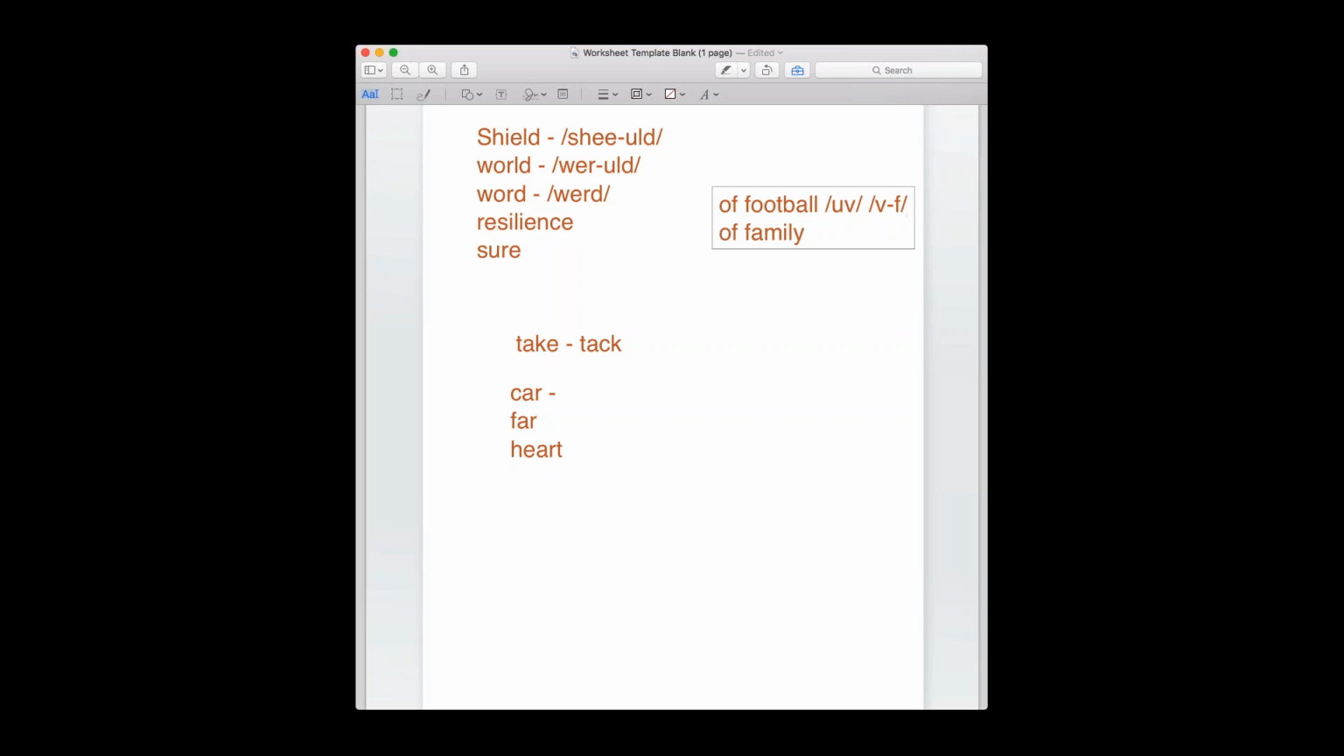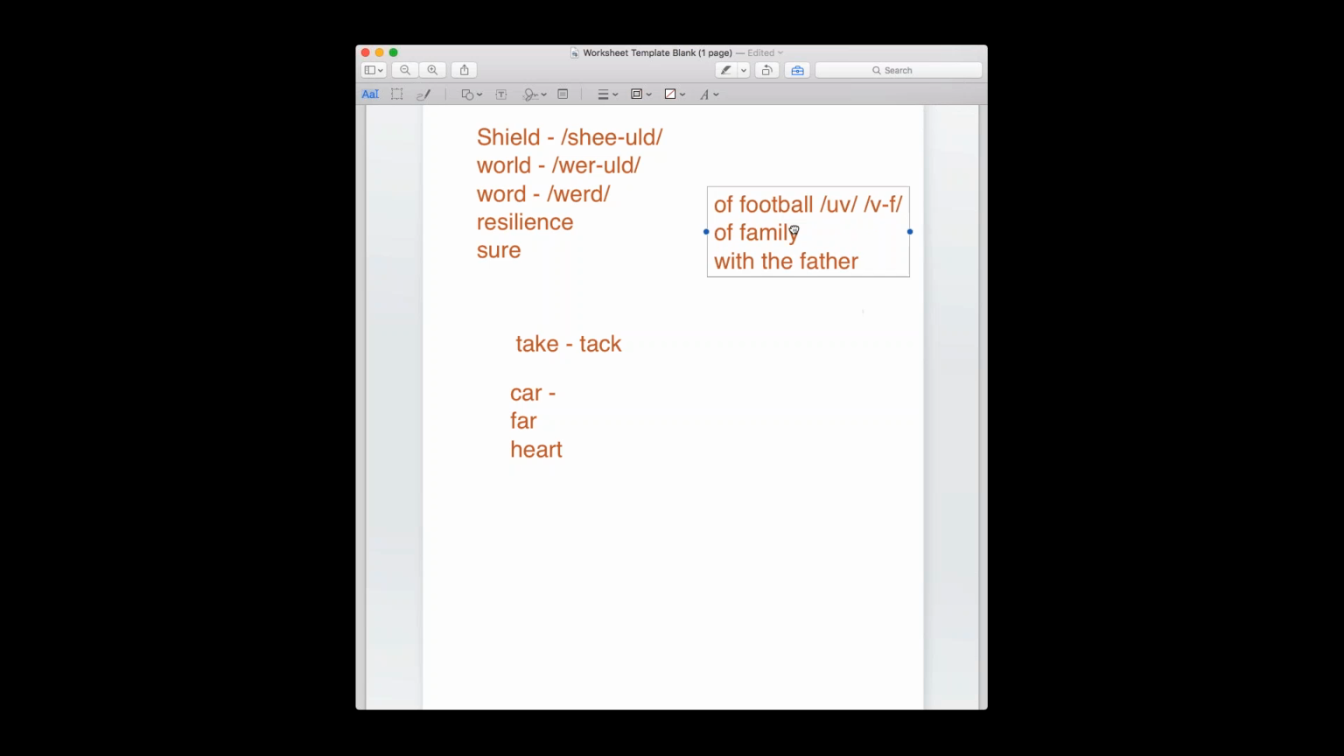Of football, of family. So I watch a lot of football. Say that. I watch a lot of football. There you go. Of football. So that's the connection there. Good. And then let's do with the father.